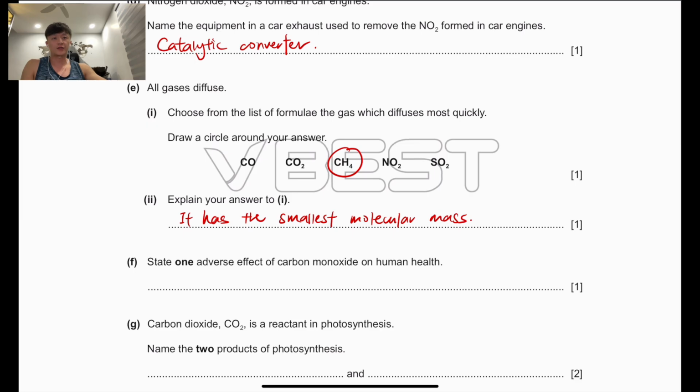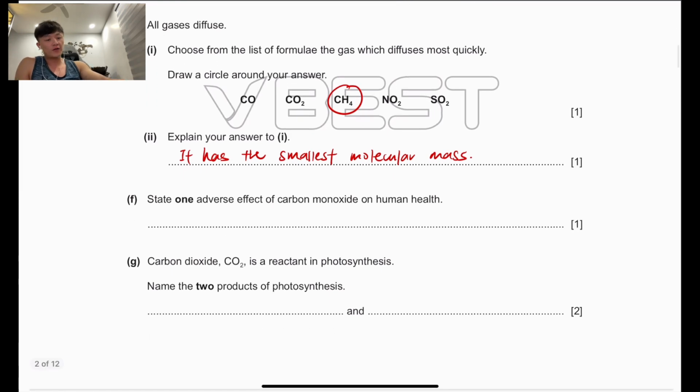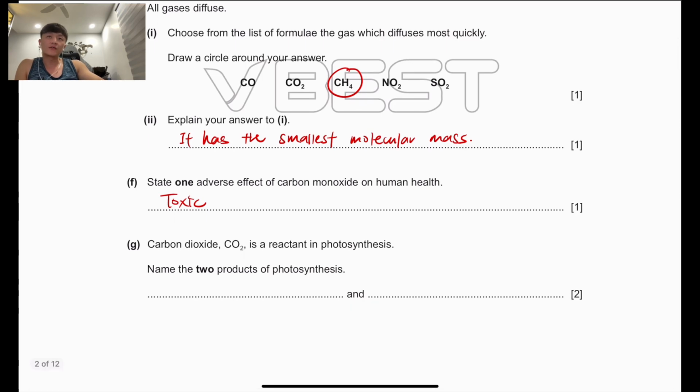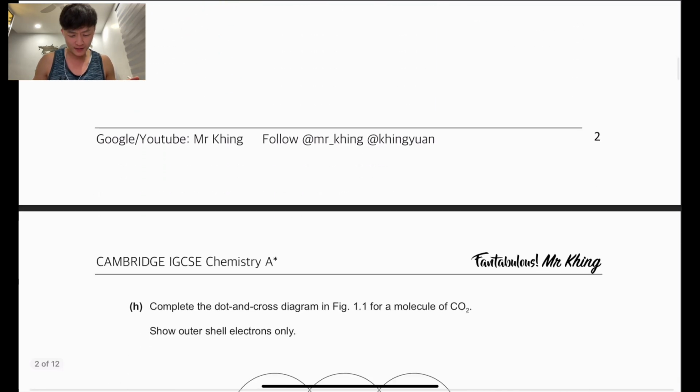Then next one. What is the harmful effect of carbon monoxide? You can just say toxic or poisonous to the human body. That's it. So next one, you see carbon dioxide is a reactant in photosynthesis. So what are the products of photosynthesis again? Pretty easy, we know it is what? Oxygen and glucose. That's it.